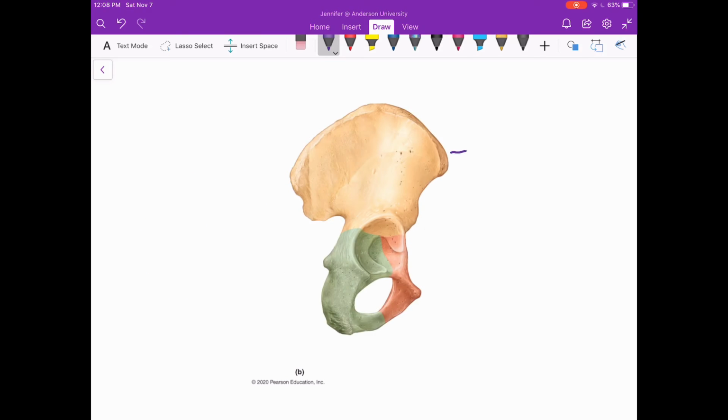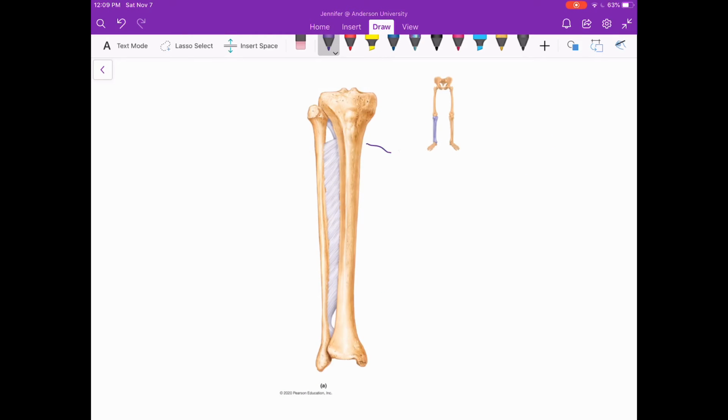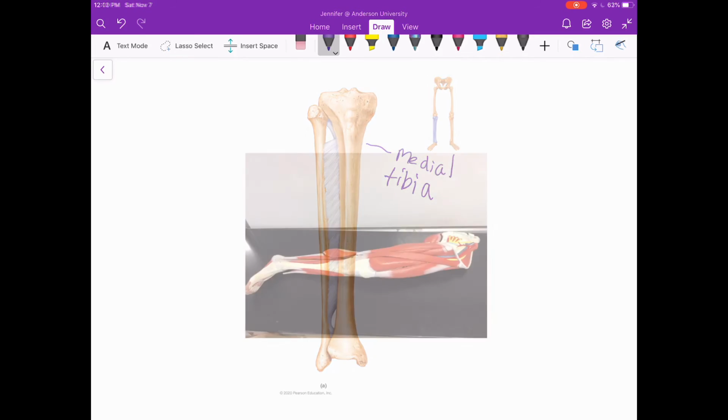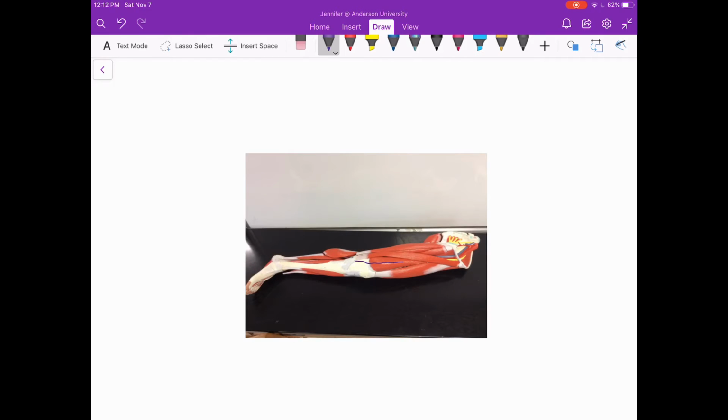Here we have a part of a pelvis where you can see the anterior superior iliac spine, which is a point of origin for the sartorius. Here we have our fibula and tibia again so that you can see the medial side of the tibia. And here we have a model. Again, this is one of my favorite muscles to identify because you just gotta look for the long strap-like one going across the thigh.